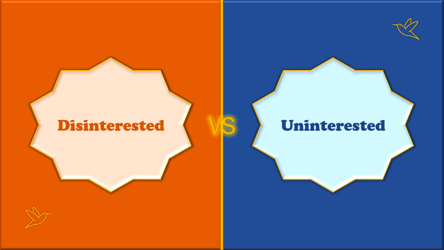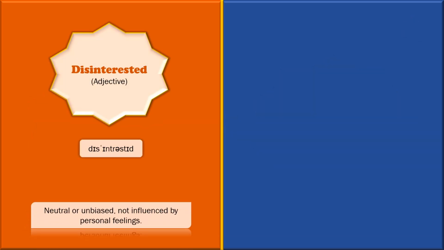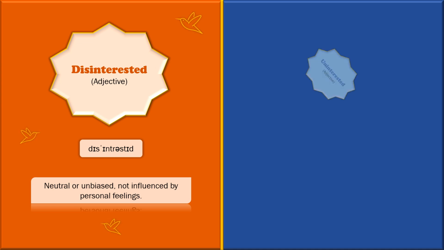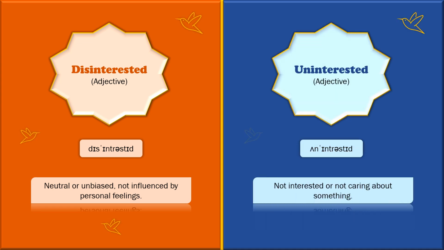Review the spelling and meaning of each form. Focus on understanding how they differ in usage and pronunciation. Disinterested, uninterested. Disinterested and uninterested. Though they may seem similar, they have different meanings.